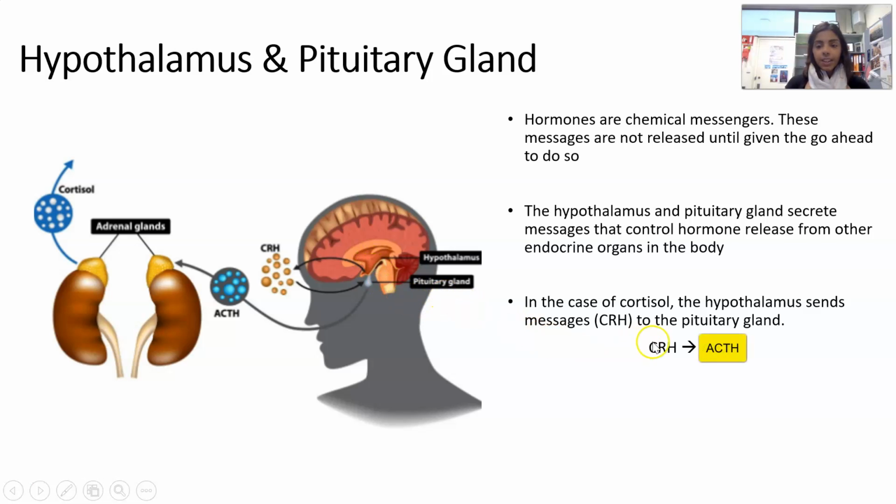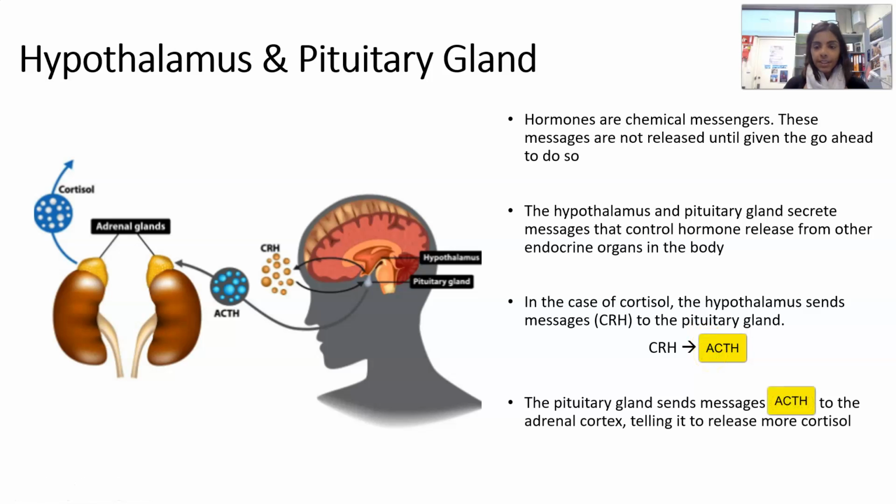So here, this chemical, CRH, found in the hypothalamus, sends a message to the pituitary gland, which releases a chemical called adrenocorticotropic hormone. So the pituitary gland sends messages, this ACTH, to the adrenal cortex, telling it to release more cortisol. So ACTH from the pituitary gland stimulates the adrenal cortex, which will then release cortisol.